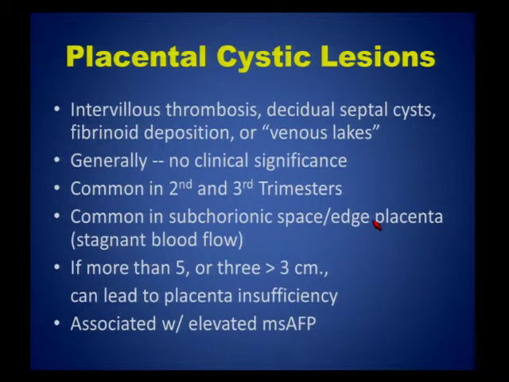They're often seen in the subchorionic space or the edge of the placenta. But if there's more than 5 of them that are sizable, or 3 or more greater than 3 centimeters, they can lead to placental insufficiency. So if you see a lot of them, you might take note of that.